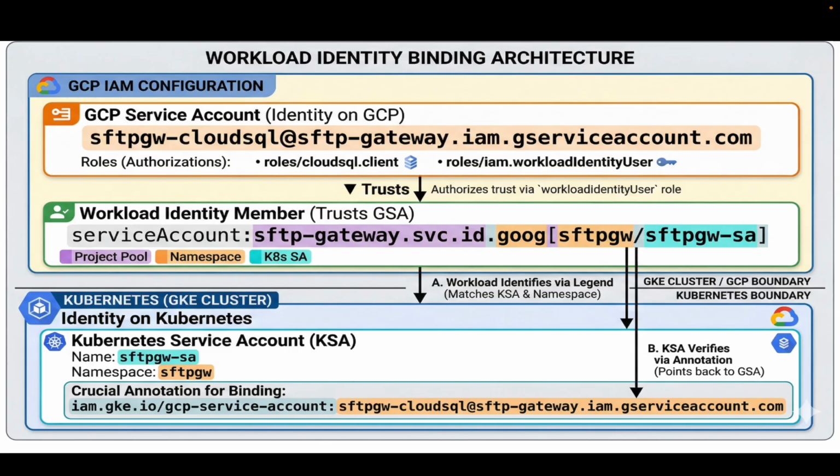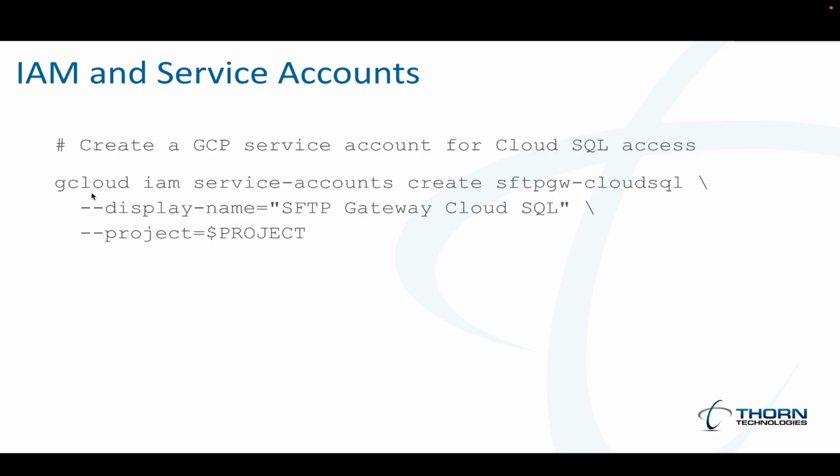So we're going to run 3 commands. We're going to create the IAM role with Cloud SQL permissions. We're going to create the Kubernetes identity, and then we're going to glue them together with the workload identity member. And this is the first command, which creates the IAM service account.